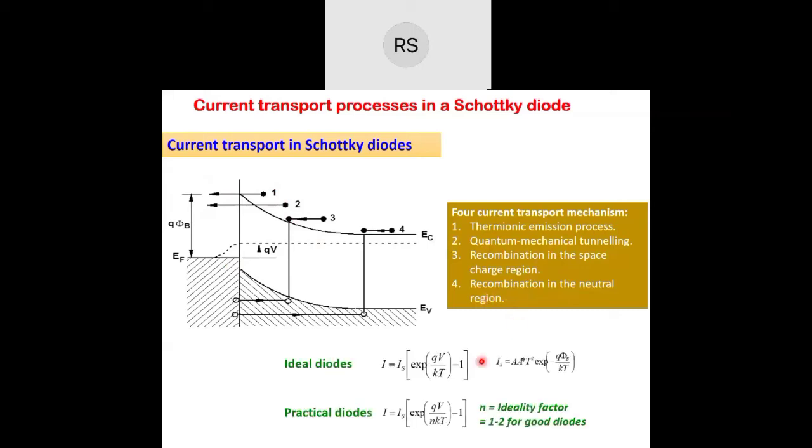Here the ideal diode IV equation is this very famous one, all of you know: I equals Is times exponential of qV by kT minus 1. But in practical diodes, we have to modify it in this form: I equals Is times exponential of qV by nkT minus 1, where n is the ideality factor. So how close we are to the ideal behavior in a Schottky barrier diode is defined by this ideality factor. It is a very important parameter of a Schottky barrier diode. For relatively good diodes, it should be less than 2.